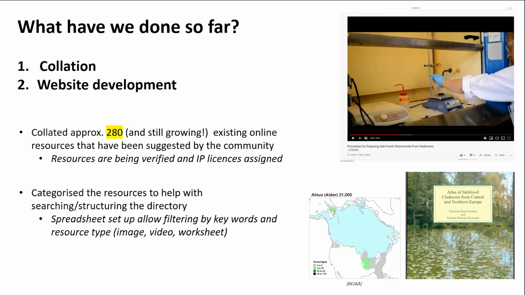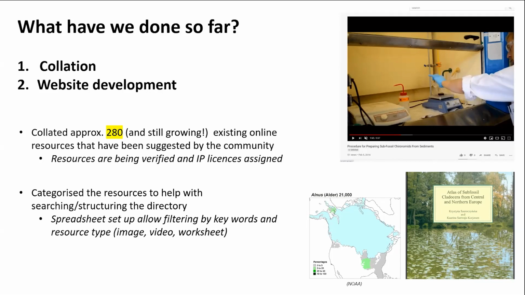So the idea would be that you can filter by, I want a video of chironomids, as you see here, so that it should then take you to a procedure video for a fossil chironomid analysis. But perhaps that resource doesn't exist, so that will also tell you that there is a gap in the resources there if you're looking for that sort of thing.